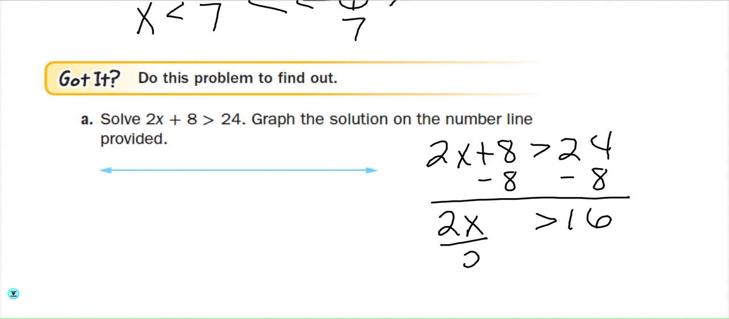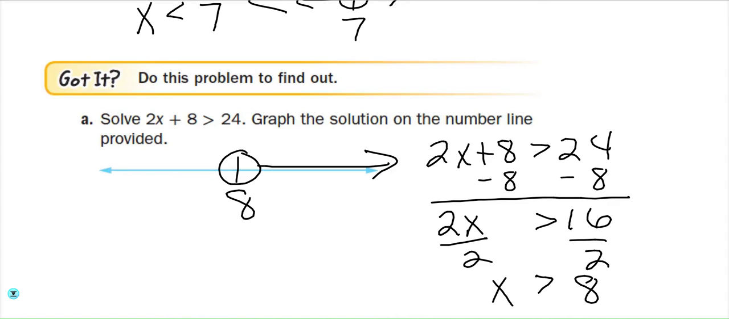Divide that by 2. Then we ask ourselves again, did I multiply or divide by a negative? Nope, it was positive, so keep that the same, and that makes that 8. All right, so I need an 8 here. I need greater than, so open circle and going that way.